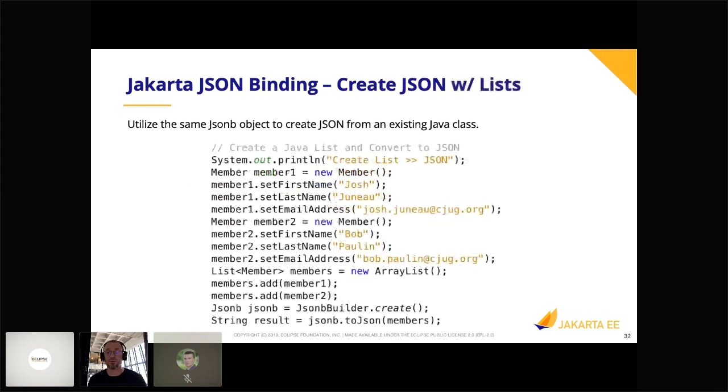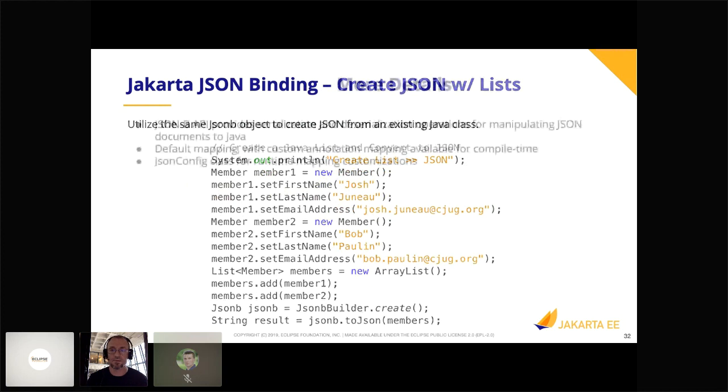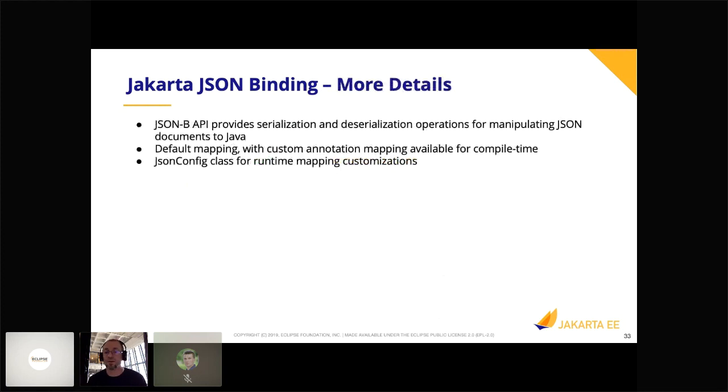And then JSON-B also has the ability to take lists of objects as well. So we can add a number of objects in an array to the JSON builder and call upon toJson. So the JSON-B runtime API provides access to serialization and deserialization operations for manipulating JSON documents and mapped JSON-B classes and instances. It's a good idea to read over this specification because it's really a short one, about 30 pages long, and it has a great deal of insight on using the API.